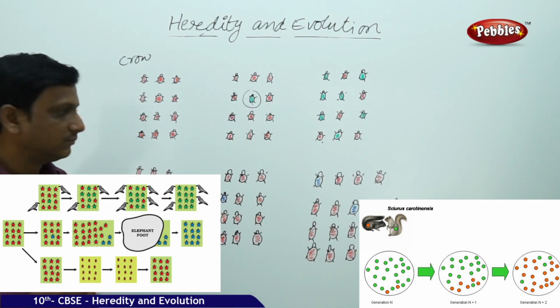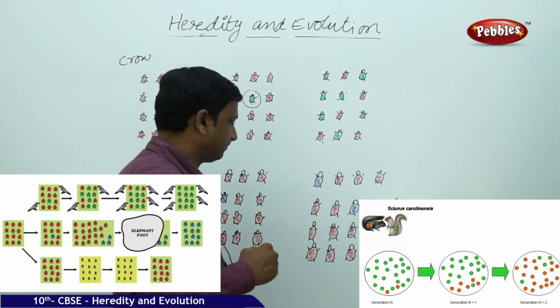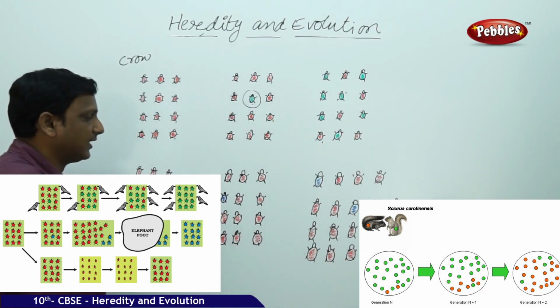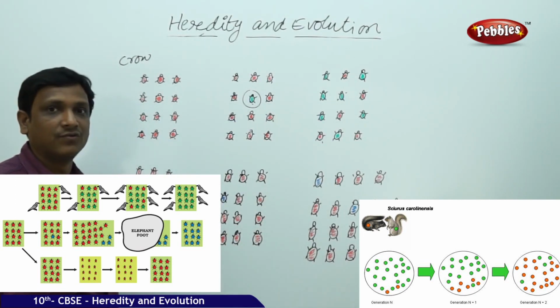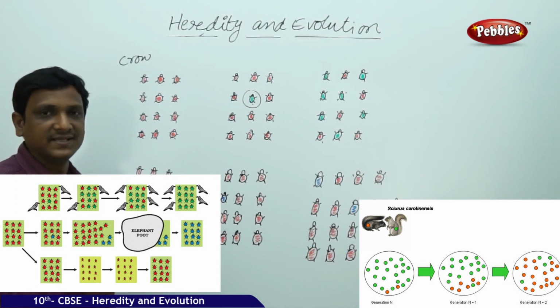So the red beetle population is more. The crows are identifying blue color, so the blue population is less. So here the variation is not advantageous, in this second situation.